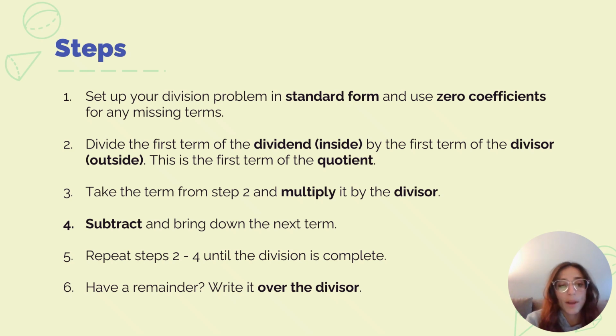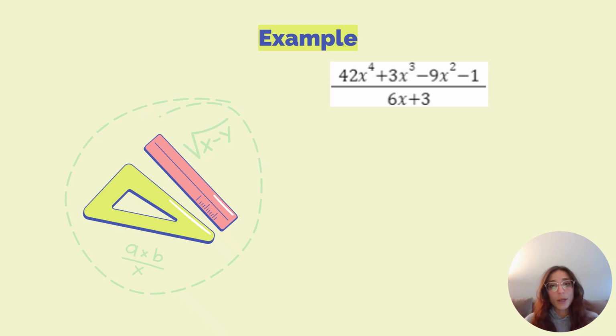All right, I know that was very quick, but it's better to see it as an example, so we're going to go ahead and do this example here. We're going to divide 42x to the fourth plus 3x cubed minus 9x squared minus 1 divided by 6x plus 3. All right? When you are dividing, the inside thing is always the one with the larger exponent, the larger degree.